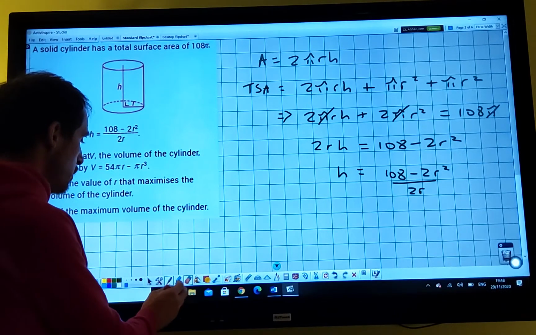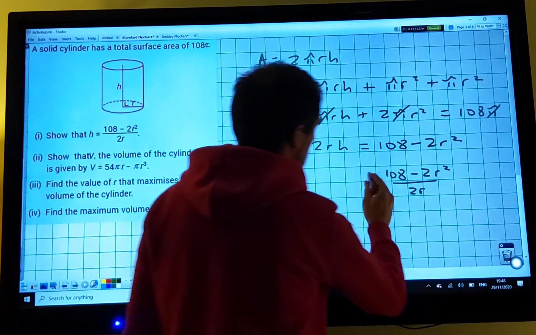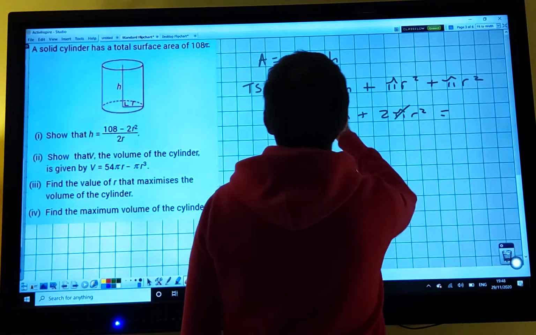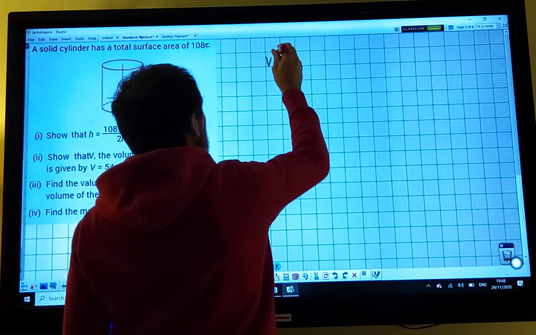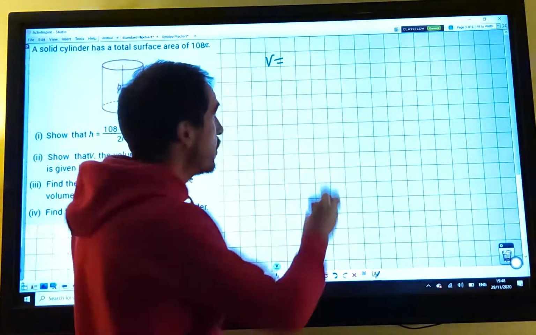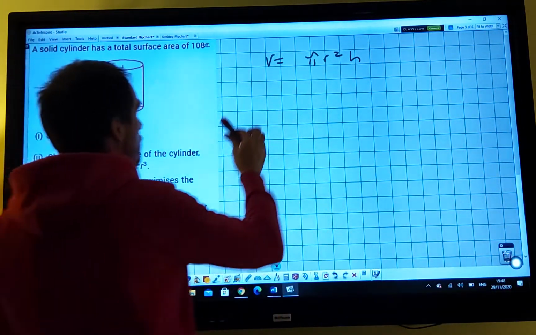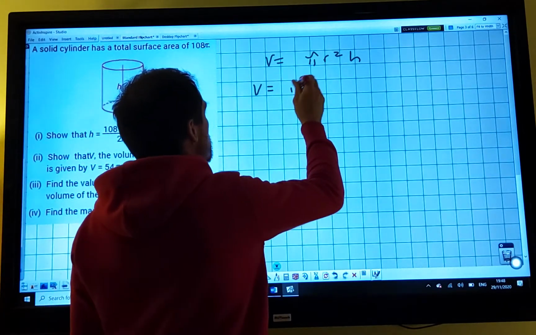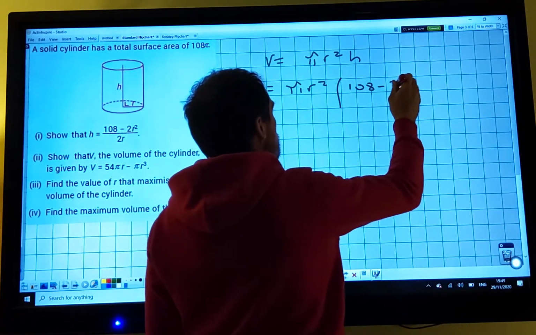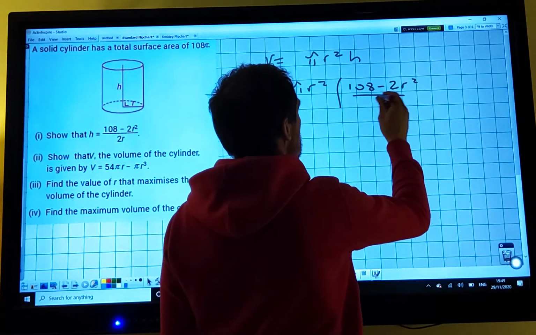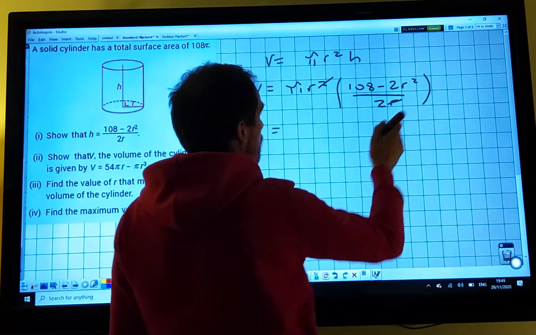Okay, now you have to find the volume. Show that the volume is given by this here. So again, the volume of a cylinder is equal to, and it's in your tables book, pi r squared h. Now we know that h is equal to that. So volume is equal to pi r squared times 108 minus 2r squared, divided by 2r. That square will cancel with that over there.